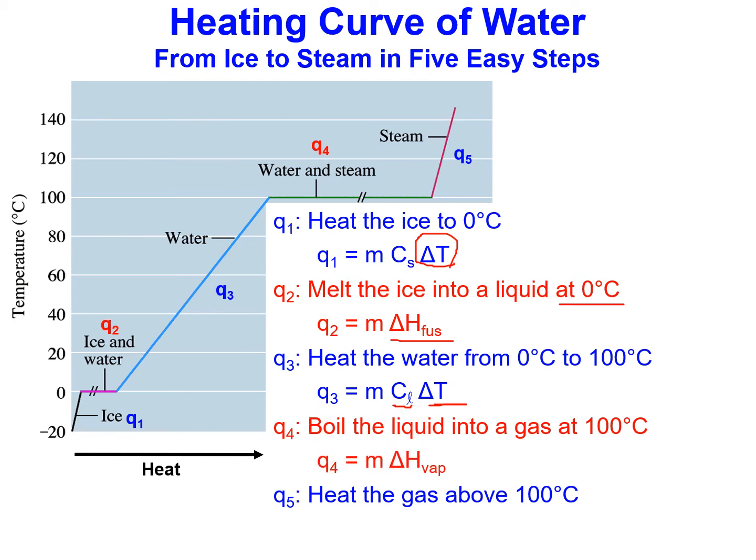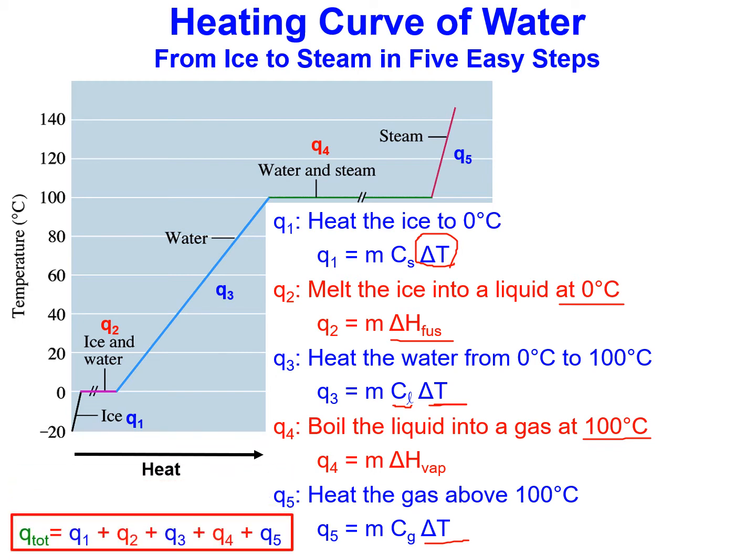When you're boiling the water, notice you have a constant temperature at 100, so you don't need delta T. You just need the enthalpy of vaporization. And when you heat the gas above 100, you'll need the change in temperature. You're changing temperature, so you have a slanted line. To get the total heat from the ice all the way to the steam, you would have to add all these individual heats up.